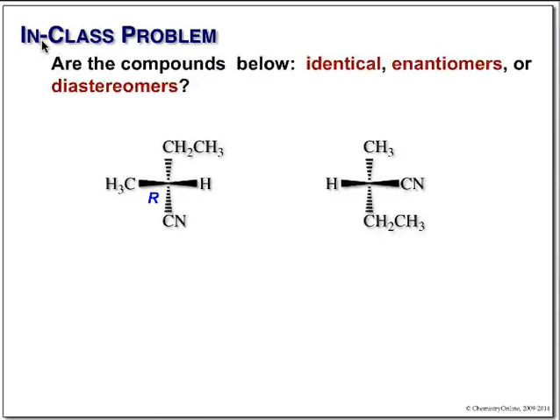This is the one we did on the previous slide. This is just things rearranged. Very quickly, tell me, are these the same or are they enantiomeric? We already know the first one is R. Nitrile is number 1, ethyl group is number 2, methyl is 3. This is clockwise, hydrogen is forward. This is S. They are enantiomers.